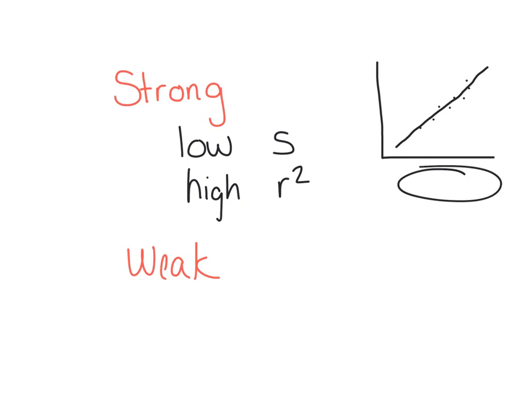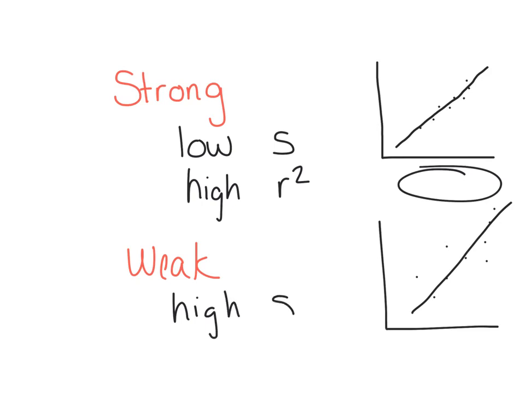If you have a weaker model, you're going to have a higher s value and a lower r squared. So high s means you have more typical distance in your residuals, you've got greater vertical distances from the least square regression line, and then a low r squared value. So your regression model is not explaining as much of the variability in your y's.